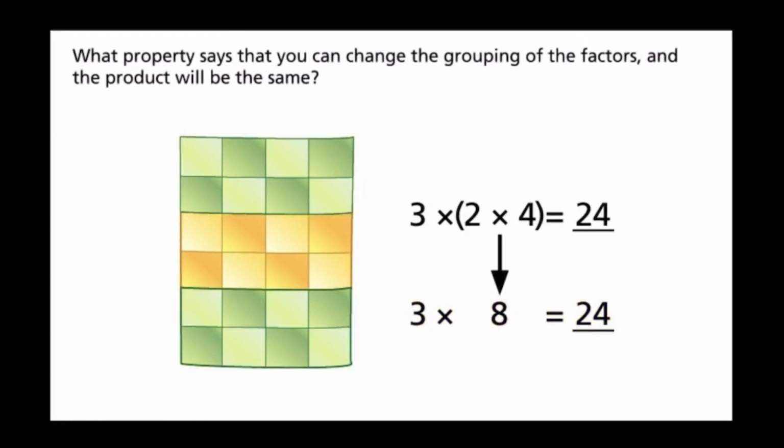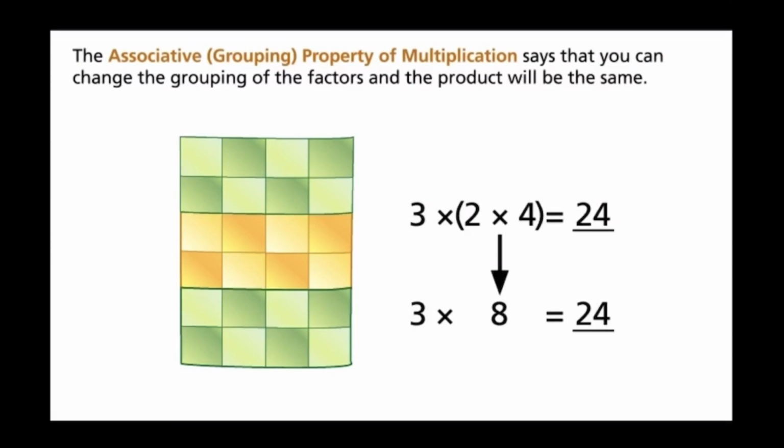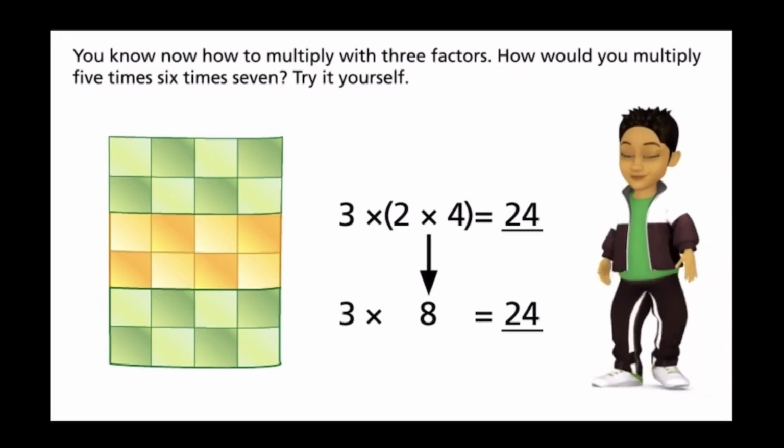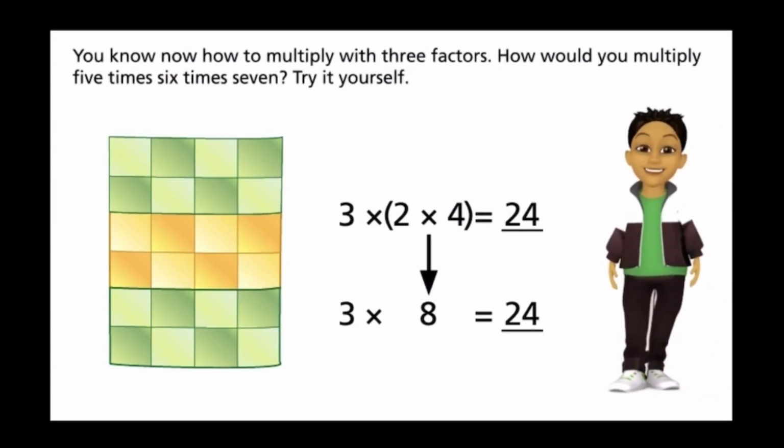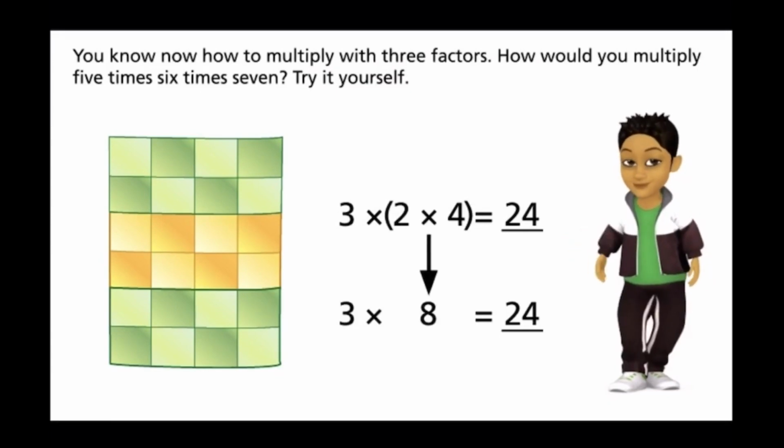What property says that you can change the grouping of the factors and the product will be the same? The associative grouping property of multiplication says that you can change the grouping of the factors and the product will be the same. You know now how to multiply with 3 factors. How would you multiply 5 times 6 times 7? Try it yourself.